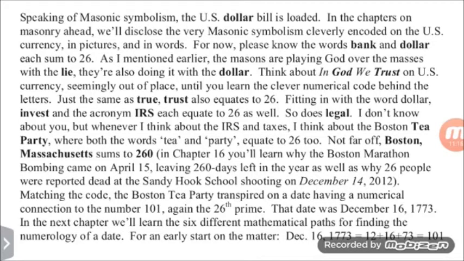Matching the code, the Boston Tea Party transpired on a date having a numerical connection to the number 101. Again, the 26th prime. That date was December 16, 1773. In the next chapter, we'll learn the 6 different mathematical paths for finding the numerology of a date. For an early start on the matter, December 16, 1773 equals 12 plus 16 plus 73 equals 101.